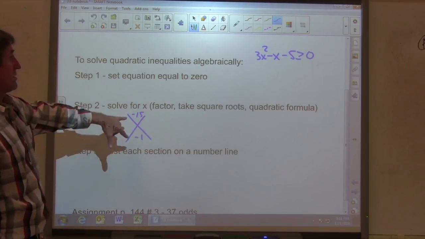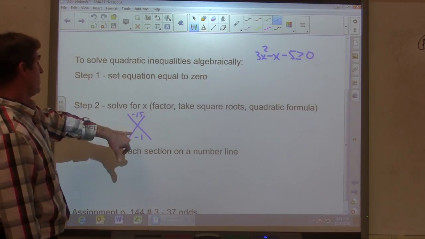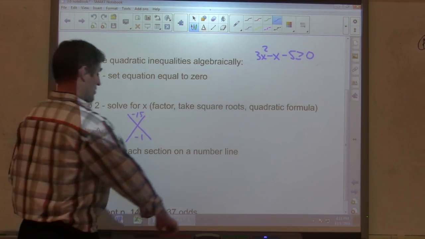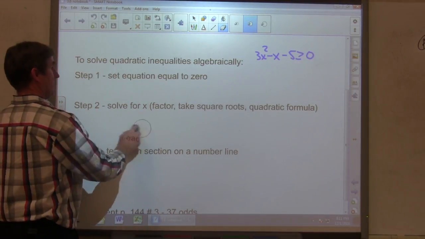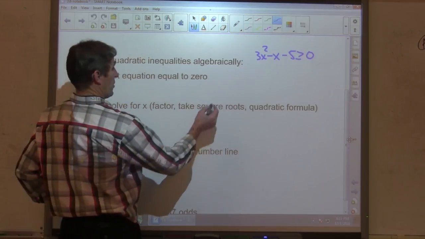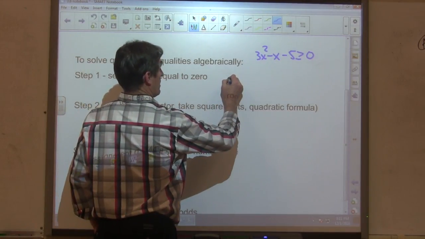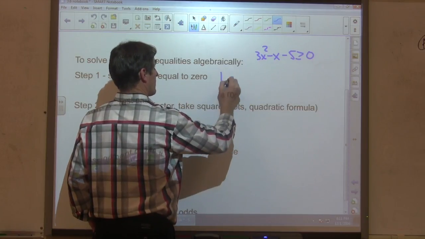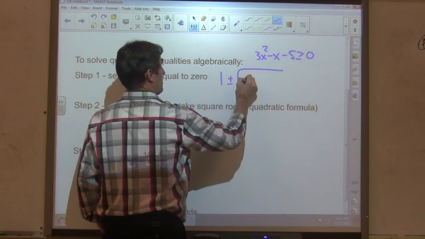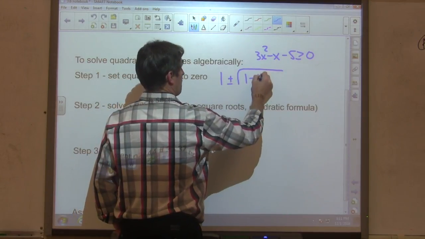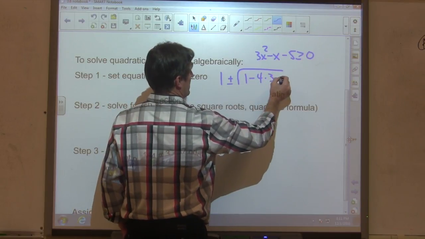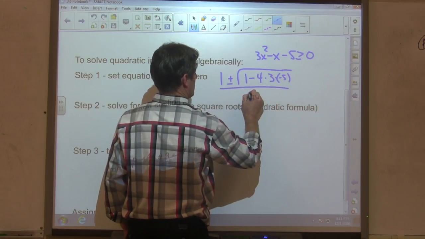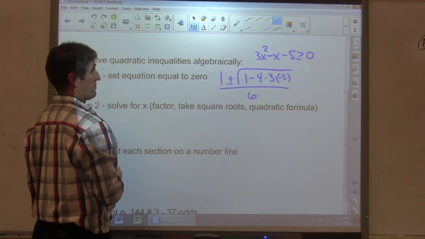And there are no numbers that multiply together to give you negative 15 and add to give you negative 1. So we're going to have to use the quadratic formula. So we're going to go negative b, so that would be positive 1, plus or minus the square root of 1 minus 4 times 3 times negative 5, all over 2 times 3, so 6.